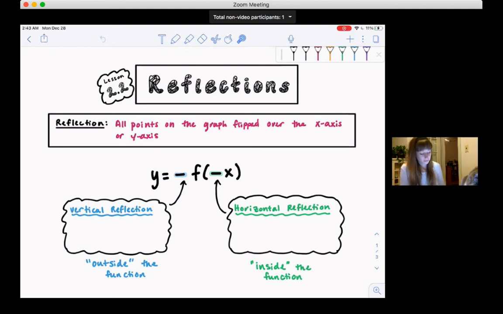Hi everyone, welcome to lesson 2.2. We're still talking about transformations, and this time we're talking about reflections.